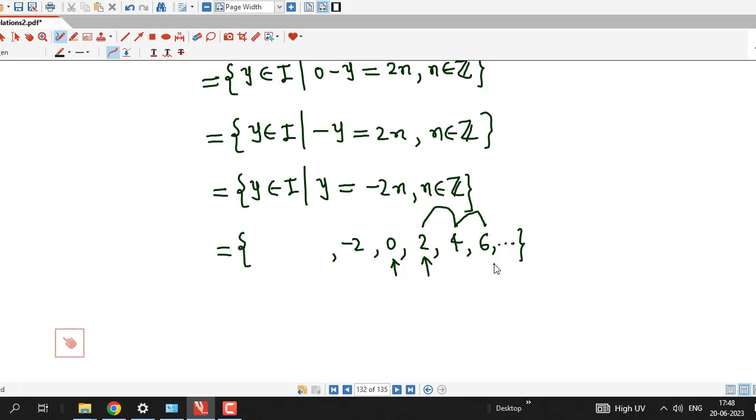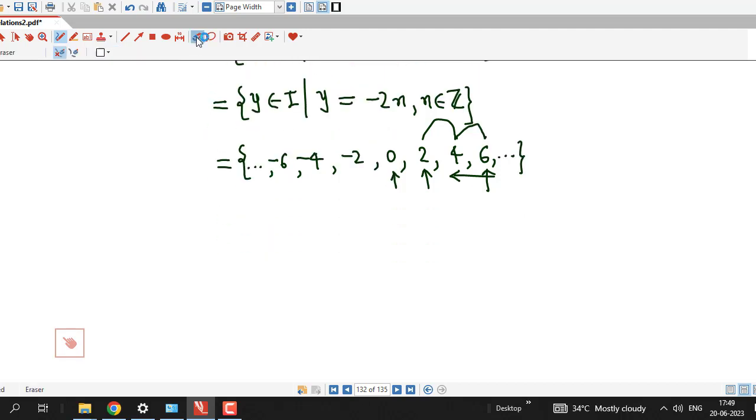And you can see the pattern on this side also. If I subtract 2 from 6, I obtain 4. Then 4 minus 2 is 2. 2 minus 2 is 0. 0 minus 2 is minus 2. And minus 2 minus 2 is minus 4. And this will continue. So this is the equivalence class generated by 0, and all the elements are nothing but multiples of 2. Equivalence class generated by 0 is nothing but the set of all integers which are multiples of 2.